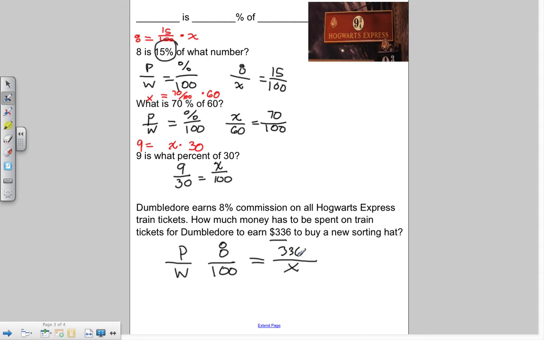Well, that concludes our percent proportion unit. Good luck on the problems.